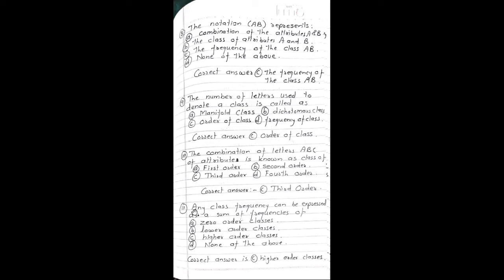Next example. Any class frequency can be expressed as a sum of frequencies of A. Zero order classes, B. Lower order classes, C. Higher order classes, and D. None of the above. The correct answer is C. Higher order classes.